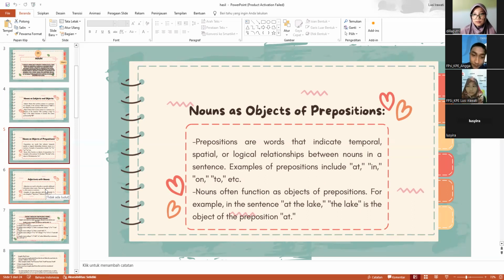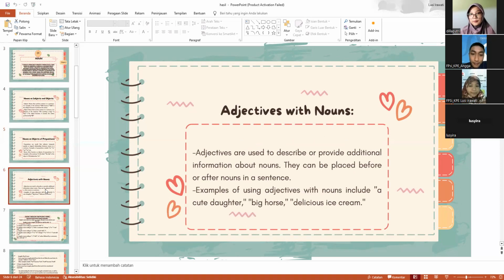Next, adjective with noun. Adjectives are used to describe or provide additional information about nouns. They can be placed before or after nouns in a sentence. Examples of using adjectives with nouns include a cute doctor, big horse, delicious ice cream.